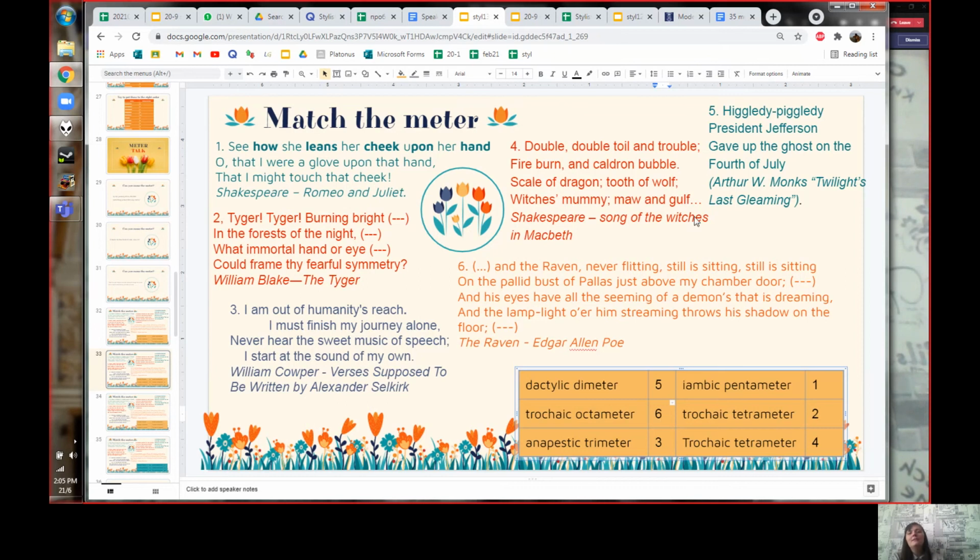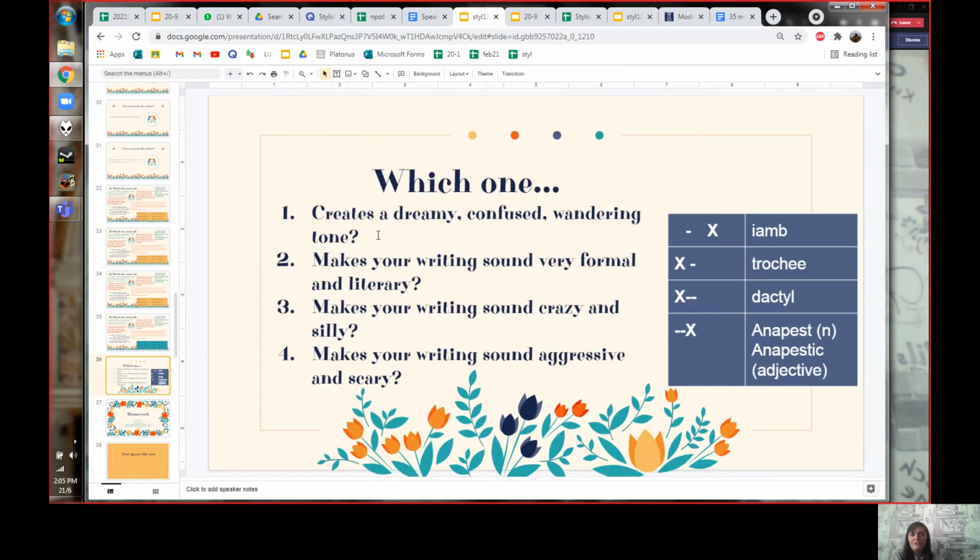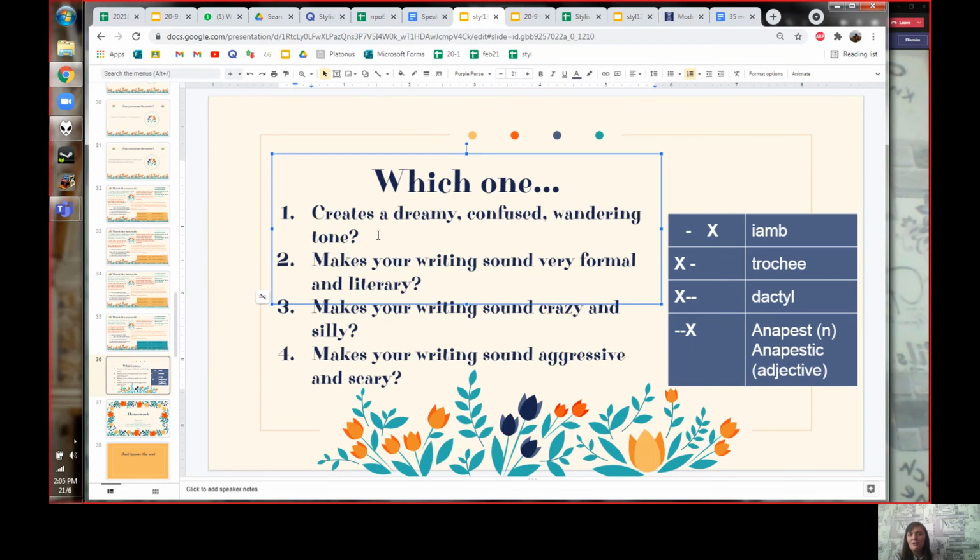Right. So we understand now meter. We understand how to count in Greek and say what kind of meter it is. So let's just quickly review the emotions and atmosphere of these poems. When I want a dreamy, confused and wandering tone, I am out of humanity's reach. What kind of foot do I use?